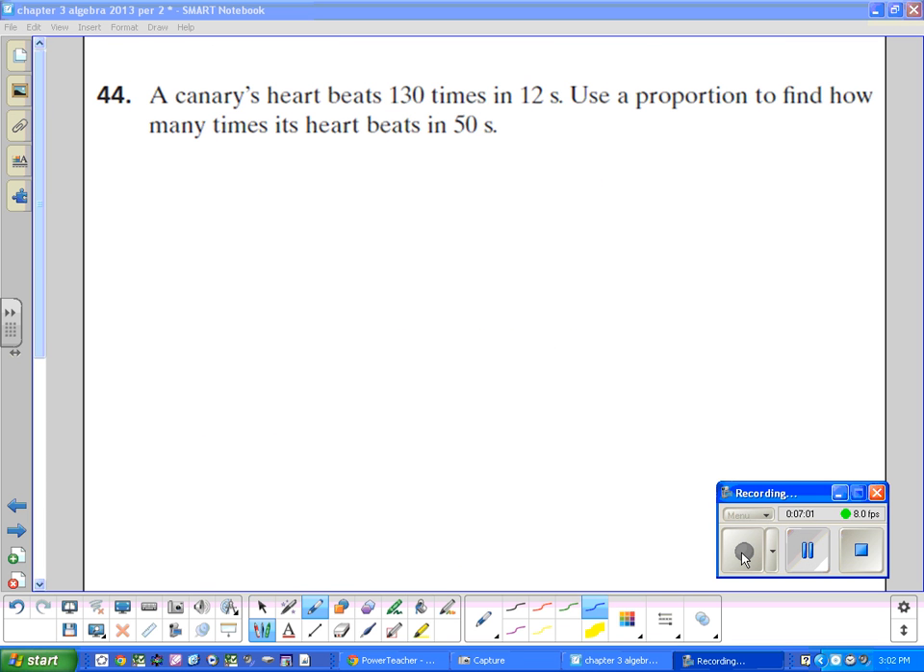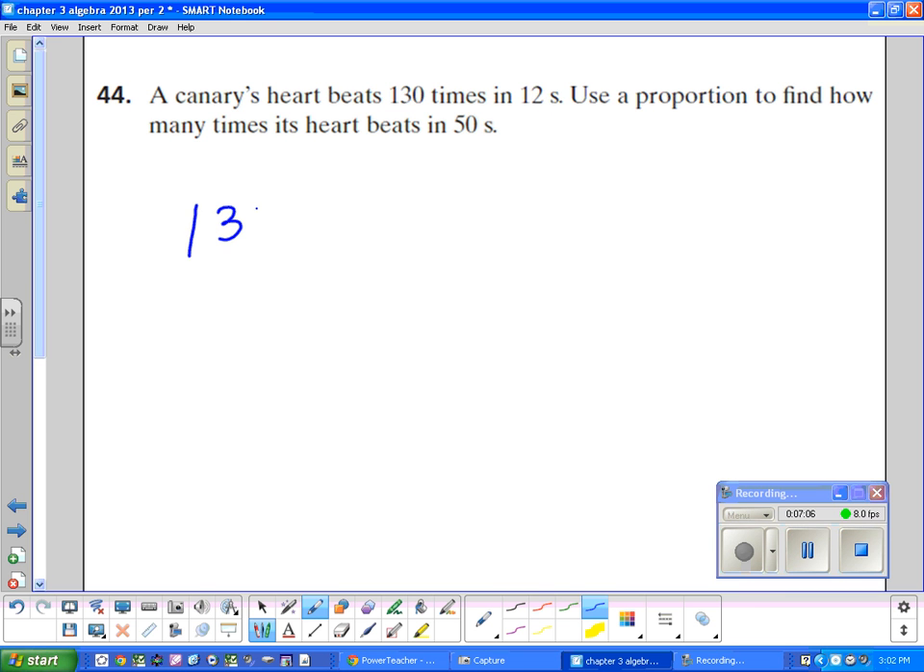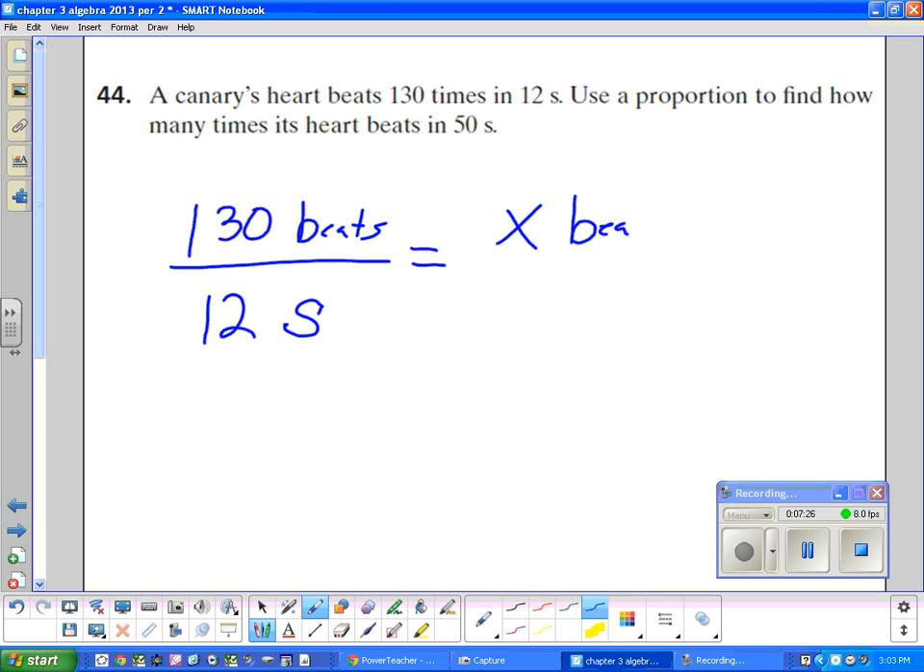Okay, I'm pretty sure I messed up that last question. I apologize. So let's try this again. 130 beats per 12 seconds. I'm sorry, I messed up. Yeah, 130 beats for 12 seconds. I thought that was 125. Is to x beats per 50 seconds. There's a classic case of your S looking like a 5.